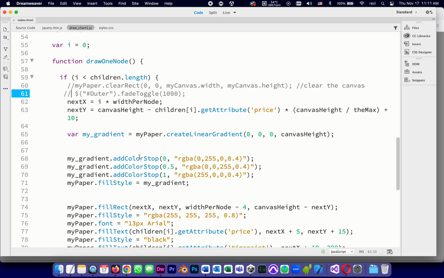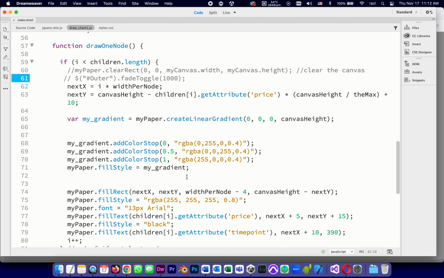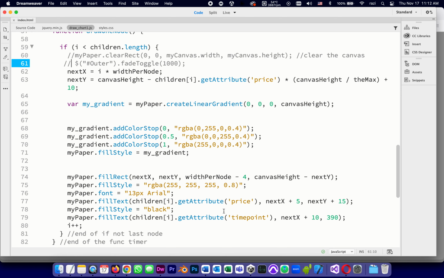So to my gradient, we're going to add, at the top, a semi-transparent green: 0, 255, 0, and 0.4 transparency. The middle color is going to be a semi-transparent blue, and the final color at the bottom, because it goes from top to bottom, is going to be a semi-transparent red. And finally, we are assigning to my paper this fill style called my gradient. Now everything that's about to be drawn is going to be filled with that gradient.